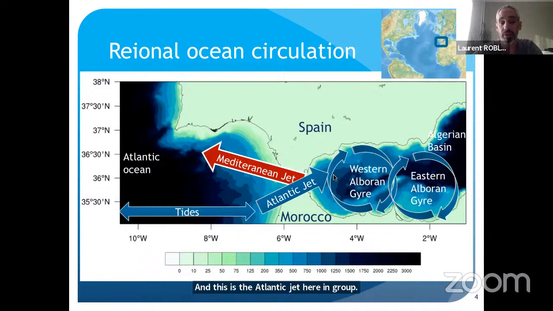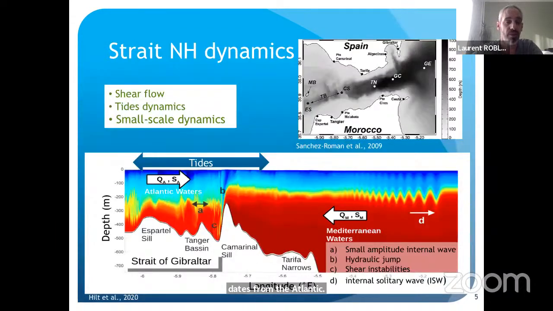Another interesting feature in the Alboran Sea is two anticyclonic gyres that will be out of the scope of this presentation. And the last process that interests us in this talk is the large tides from the North Atlantic Ocean. So this talk will only focus on small-scale processes that are occurring within the strait, with typical length scales of less than 1 kilometer.